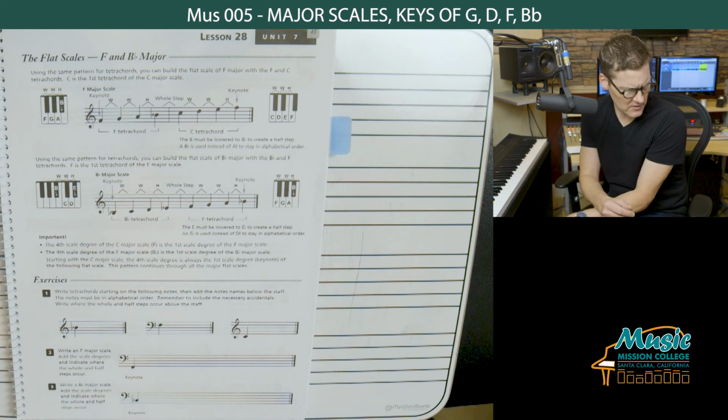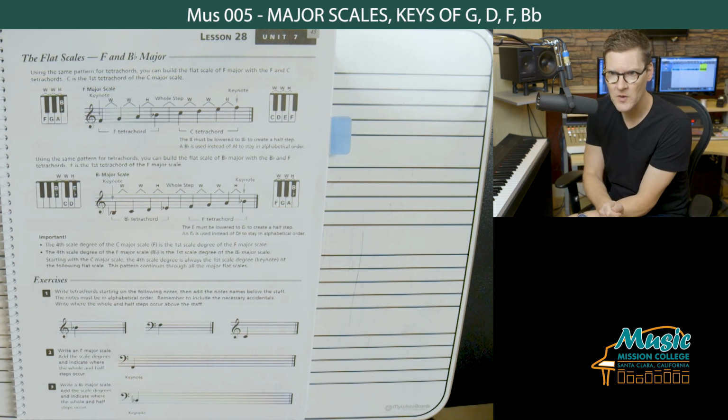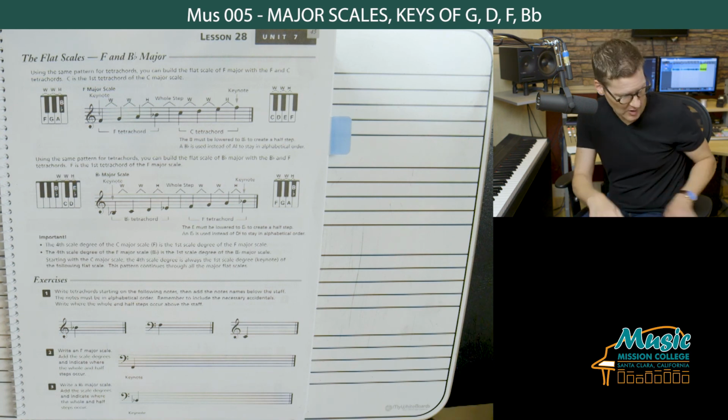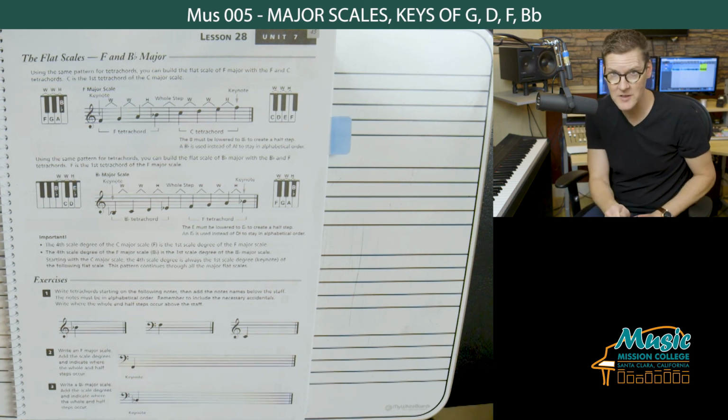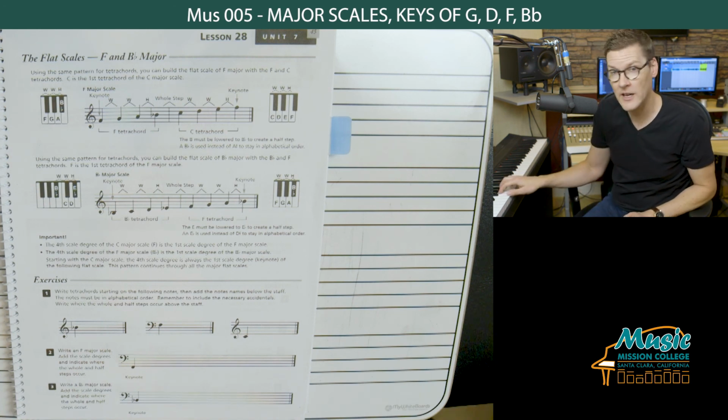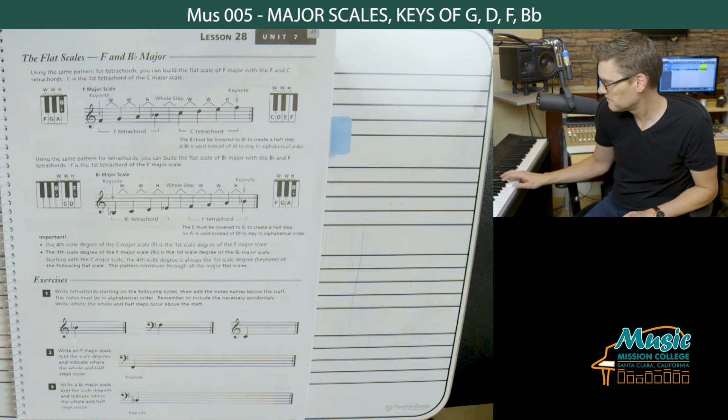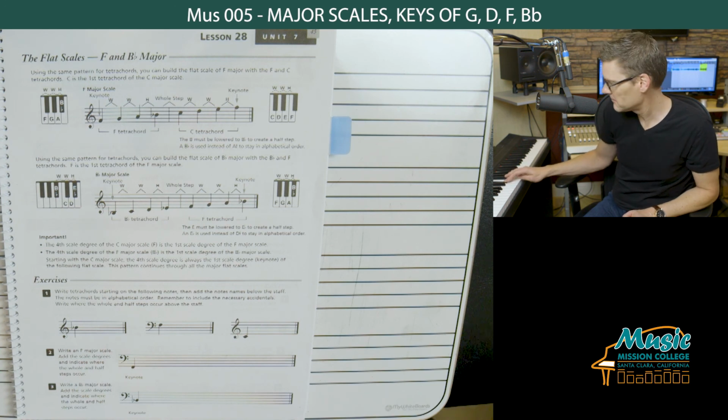So practice writing these out, writing the accidentals both on the notes on the staff as well as when you name the note down below, including the flat sign, so that we know, like in the key of F, we're playing a B flat, or in the key of B flat, we have B flat, C, D, E flat, F, G, A, B flat.